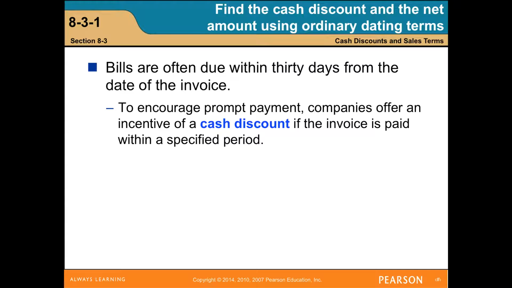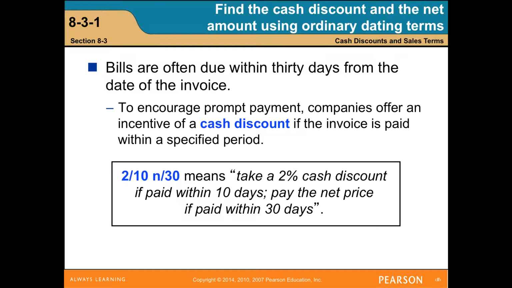Different type of dating. Bills are often due within 30 days from the date of the invoice. To encourage prompt payment, companies offer an incentive, or a cash discount, if the invoice is paid within a specified period. So 2/10, n/30 means take a 2% cash discount if paid within 10 days, pay the net price if paid within 30 days.